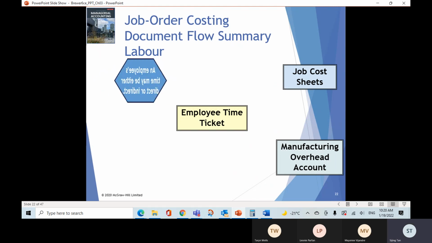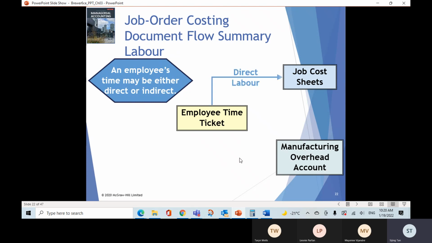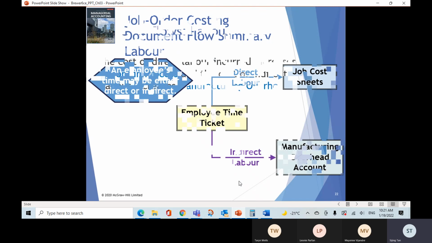Now we talk about the labor cost. An employee's time may be either direct or indirect as well. From your employee time tickets, you will see direct labor will go to job cost sheets, indirect will go to manufacturing overhead account.